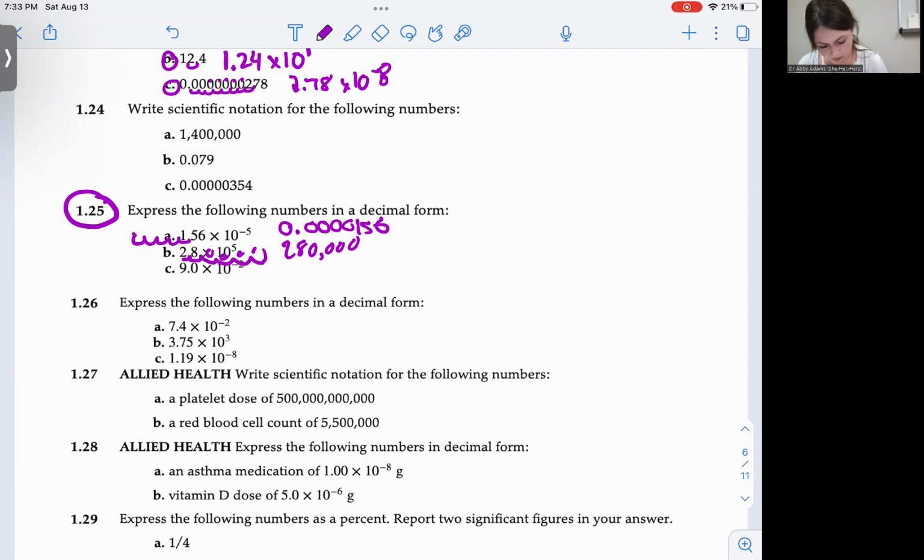So C, 9.0 times 10 to the negative 2. Remember, negative is to the left. Whatever you need to do to remember that. I can try to come up with a mnemonic device for you besides that silly one that I just came up with. Left minus Linus. So 10 to the negative 2.